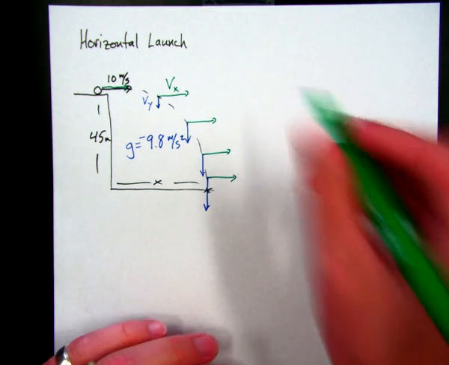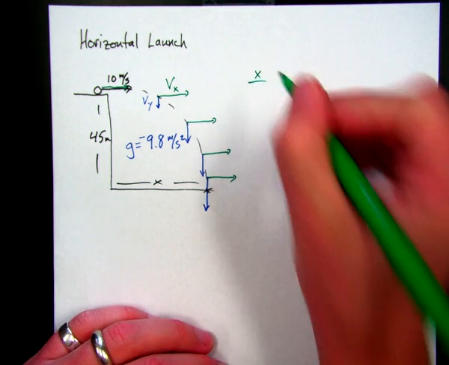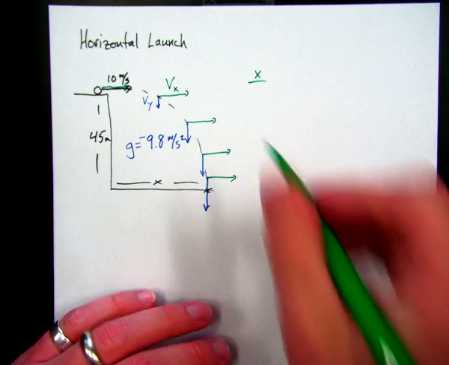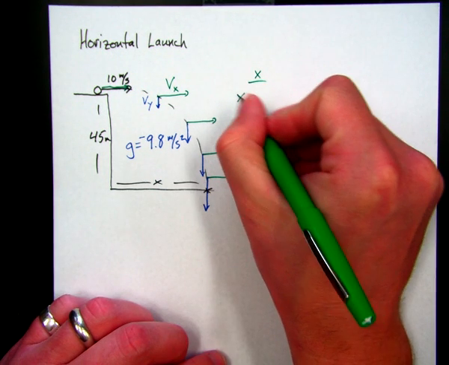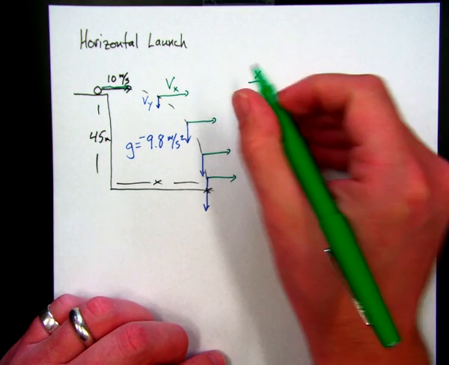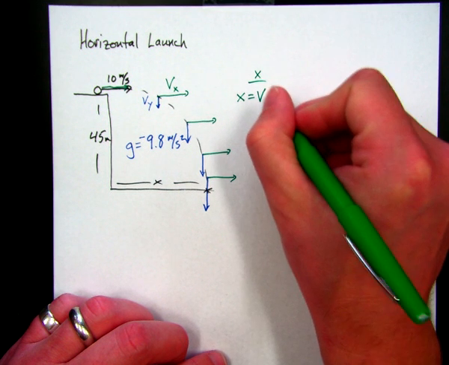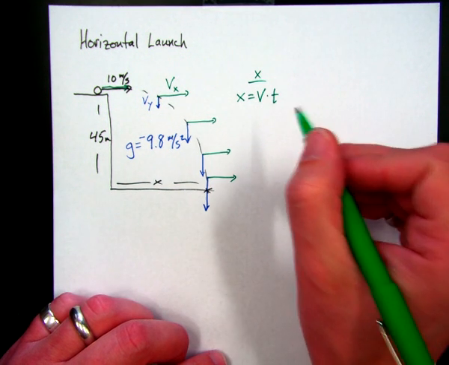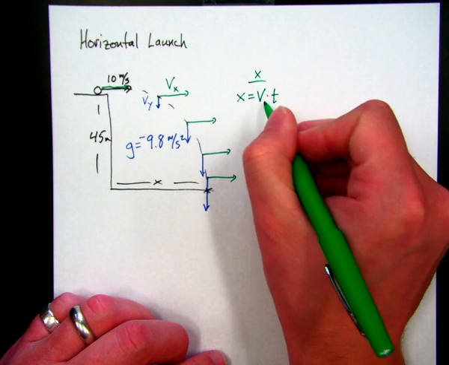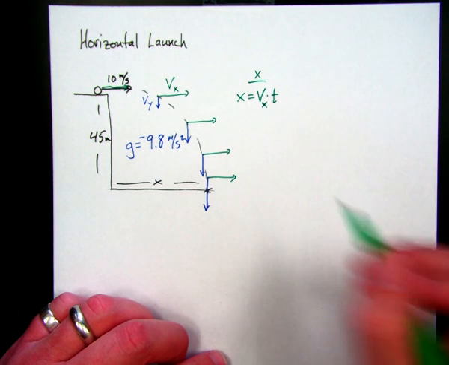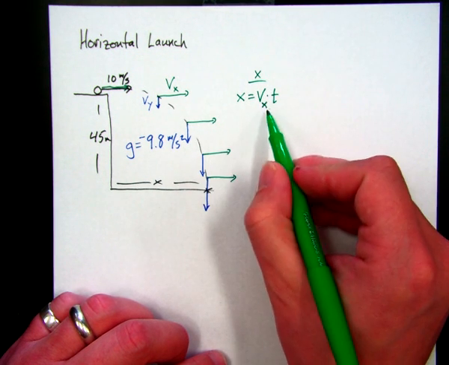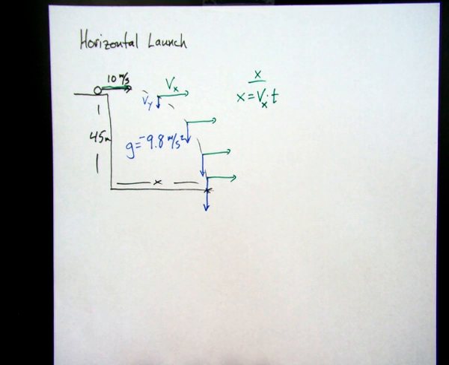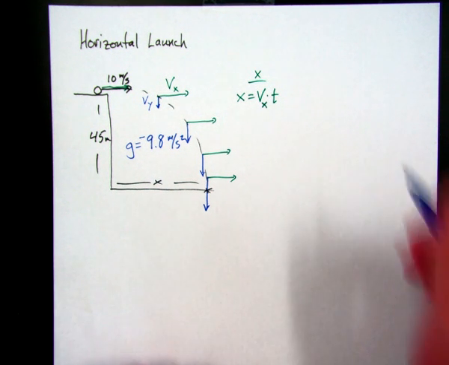In the x direction, because there is no acceleration, I can use my kinematics equation for the distance traveled equaling velocity times time. However, since the velocity that I'm interested in here is just the x part, I'm going to call it Vx, the velocity in the x direction. And that's it.